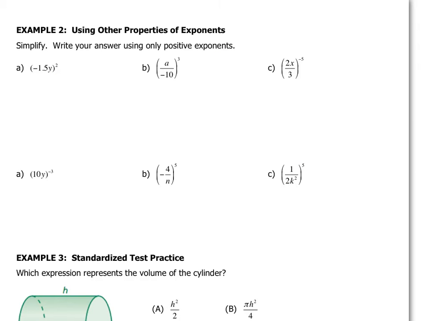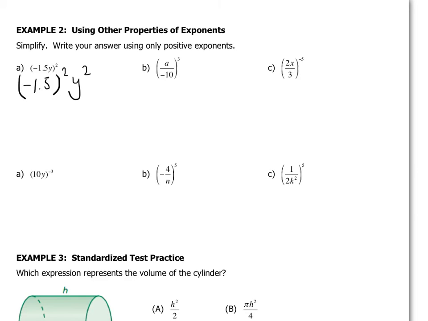Okay, so we're just going to run through a few examples and then have you try a few. In this first one, this is a power of a product. We have two different things, negative 1.5 and y, two different bases. So our negative 1.5 gets the square, and our y gets the square. We have to remember that both things get the square.